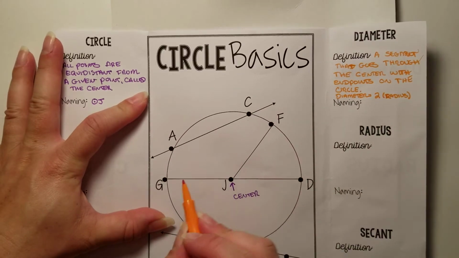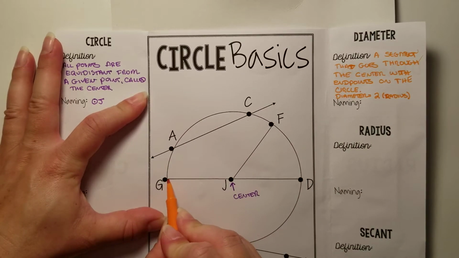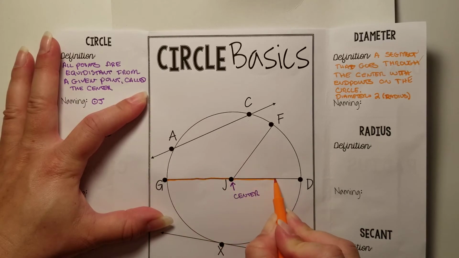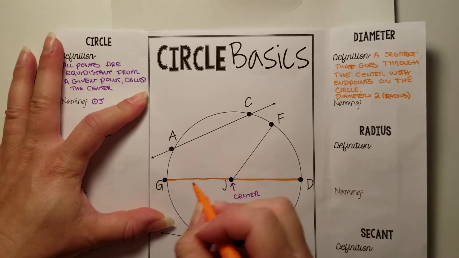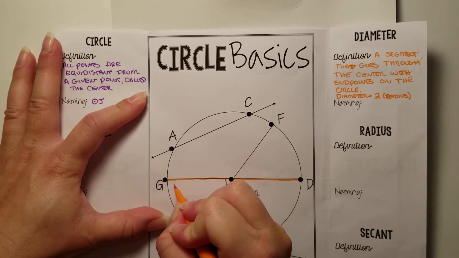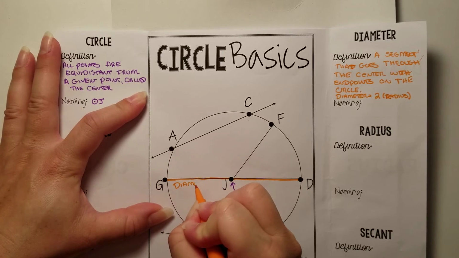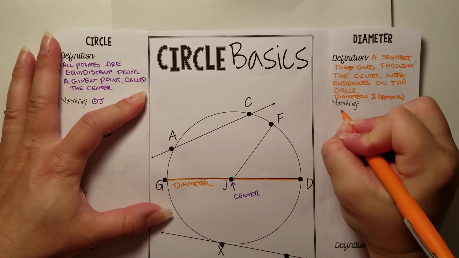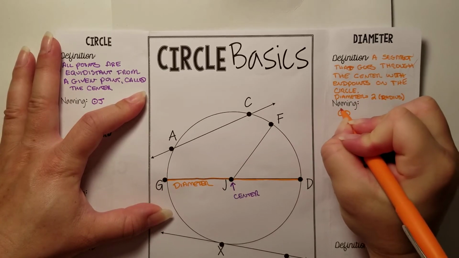So in our picture here, our diameter, the only one that's going all the way across from endpoint to endpoint and through the center, is this line right here. And so in naming it, it's the segment GD.